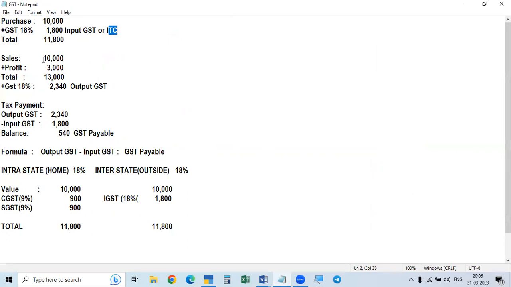Now, when you sell the goods for 10,000, that is the value of the goods, you have taken a profit of 3,000. Total is 13,000 rupees you are selling. But the GST is 18%. It is 2,340. It is called output GST. Input GST, output GST.